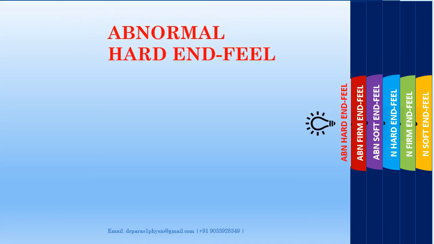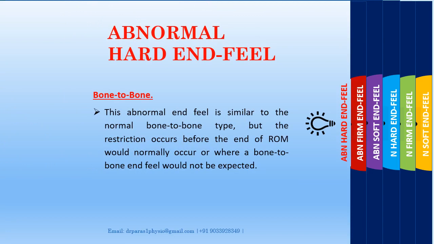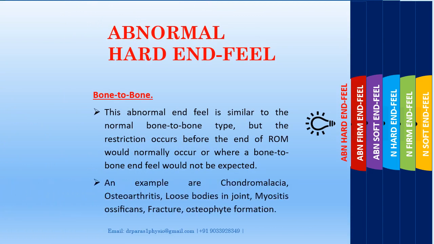Abnormal hard end feel. Bone to bone. This abnormal end feel is similar to the normal bone to bone type, but the restriction occurs before the end of range of motion would normally occur, or where a bone to bone end feel would not be expected. Examples are chondromalacia, osteoarthritis, loose bodies in joint, myositis ossificans, fracture and osteophyte formation.